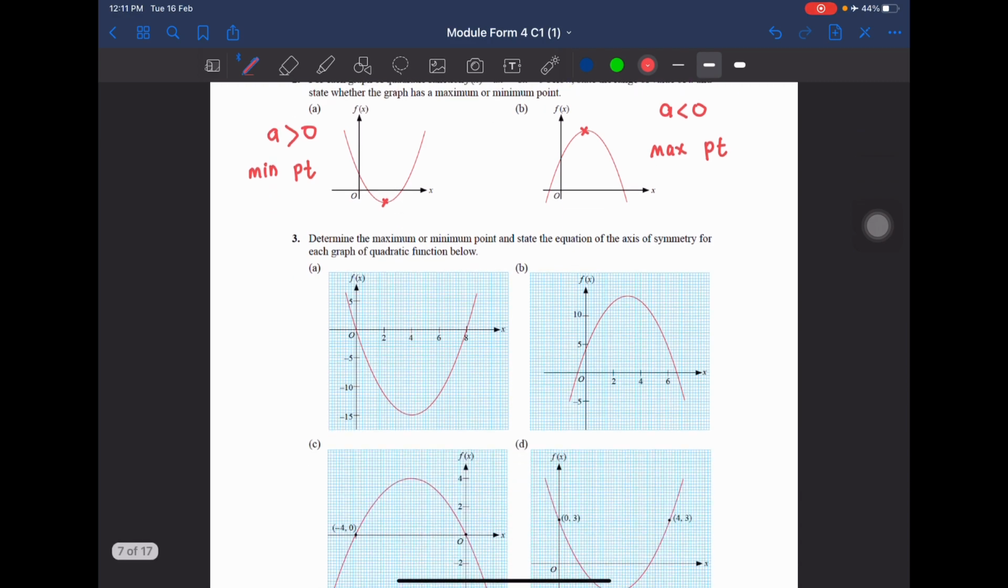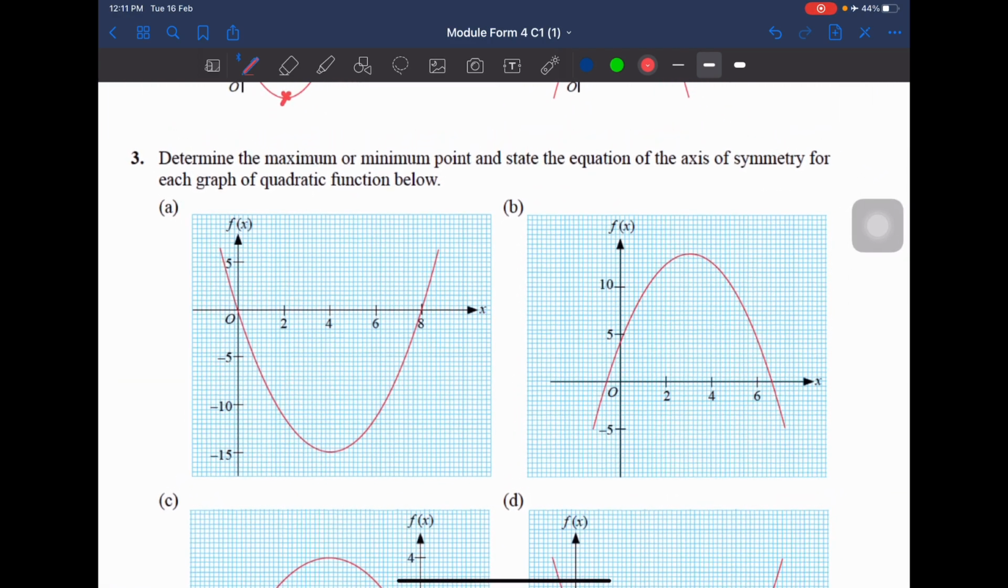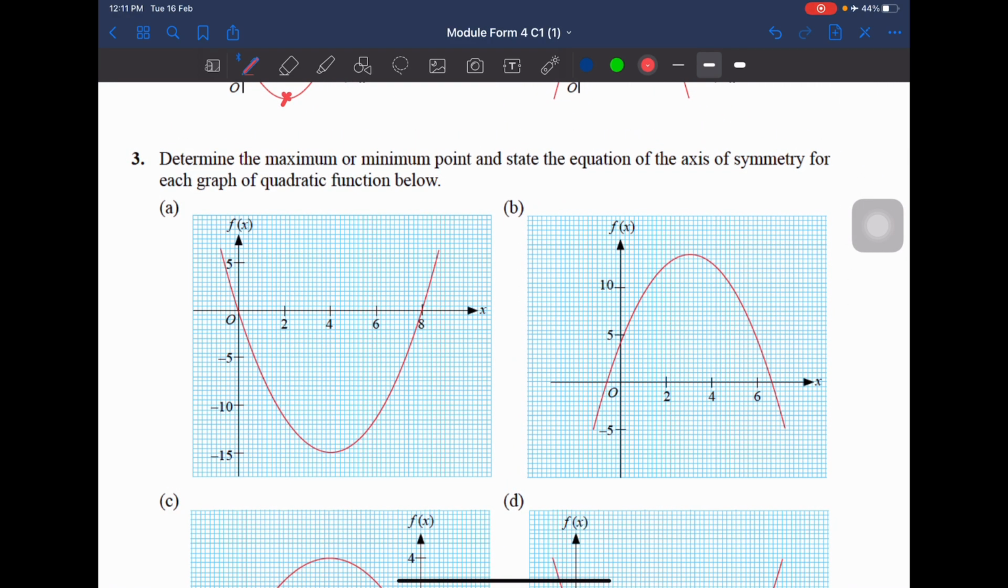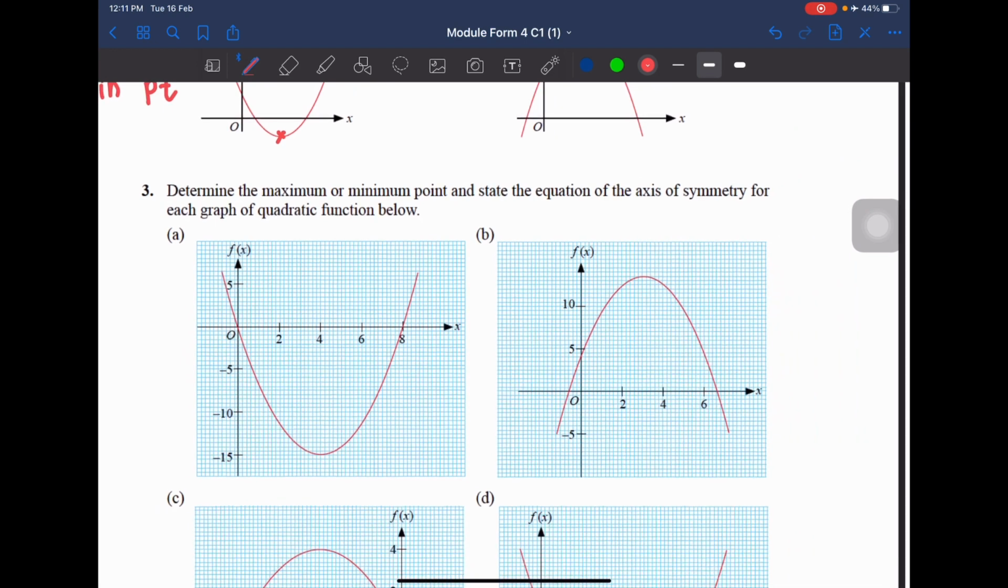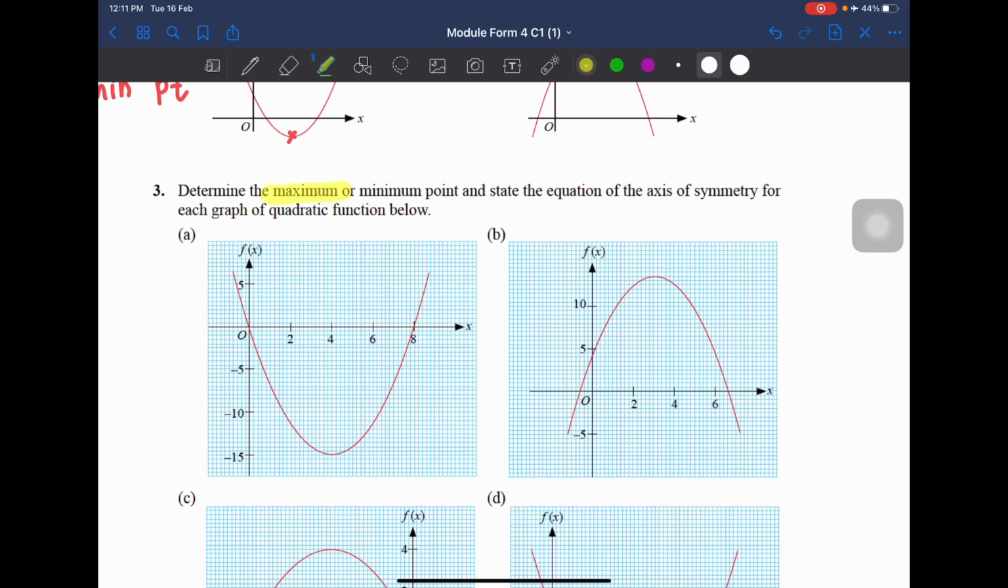Okay, so next, for number 3, saya tunjuk satu je lah dulu, 3A. Macam ni kita nak cari apa dia nak ni. Determine the maximum or minimum point. Lepas tu state the equation of axis of symmetry. So, macam mana kita nak cari? Graf ini tak ada function kan, dia tak bagi equation. So kita kena cari berdasarkan graf.